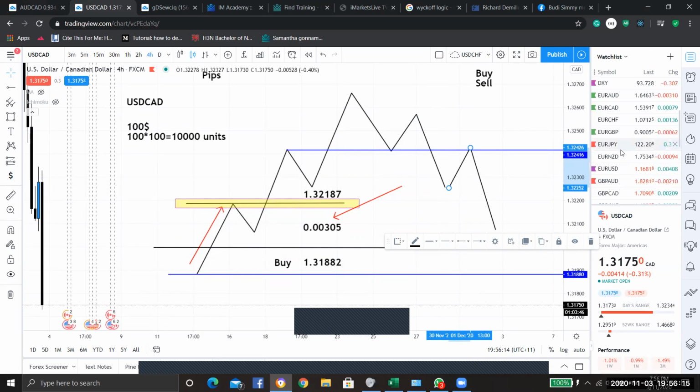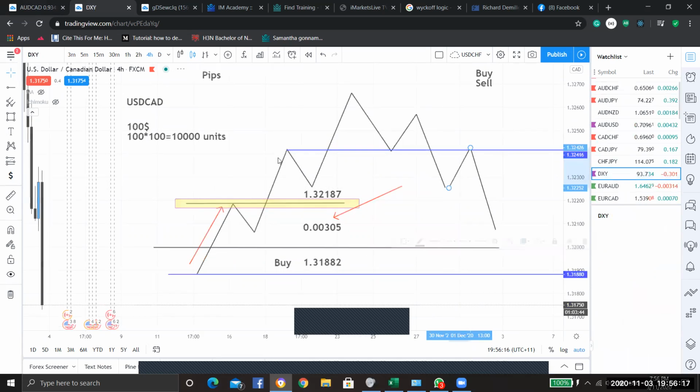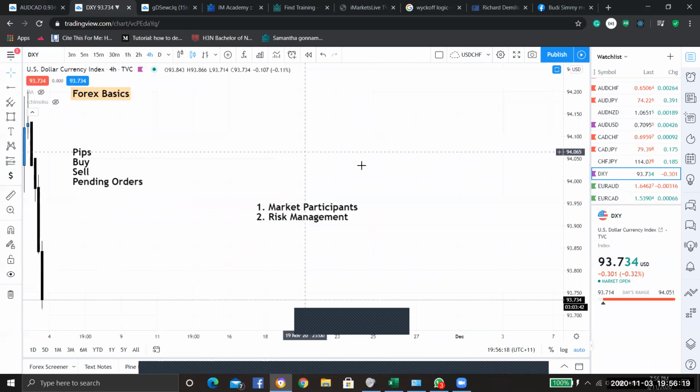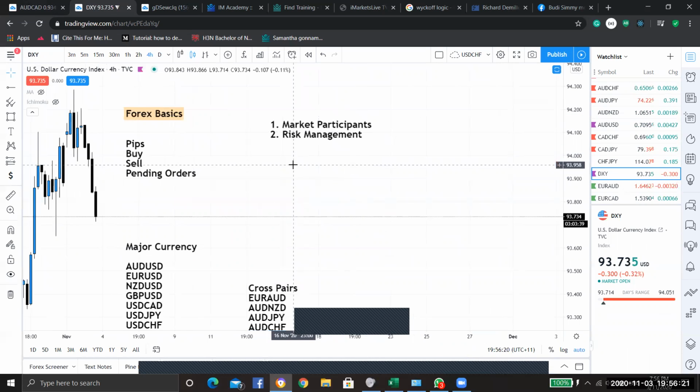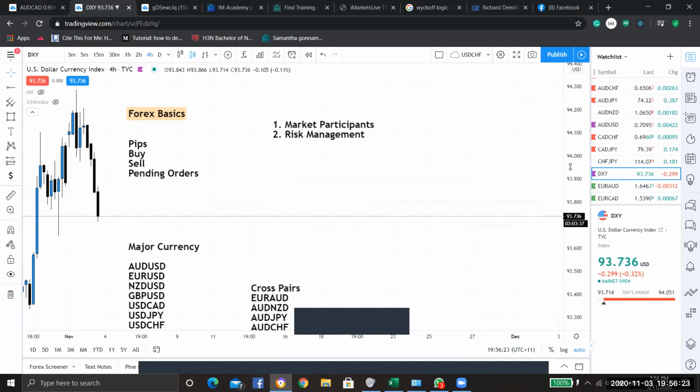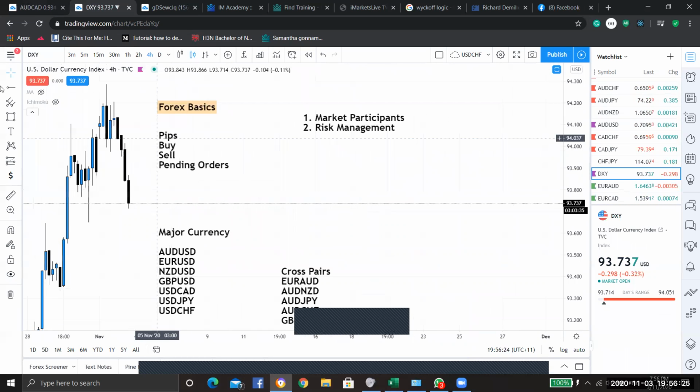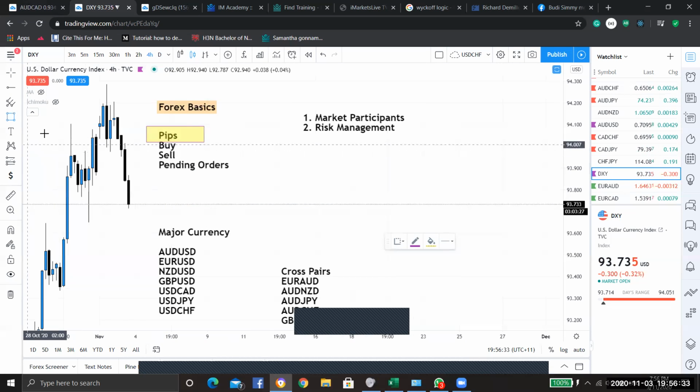Today I was just able to teach you some basics, like how the forex market works, what the major sessions in forex are, what the market participants are, what the currency pairs are, and I got my chance to cover pips. Tomorrow we can get into buy, sell, and pending orders, because these are some basics.